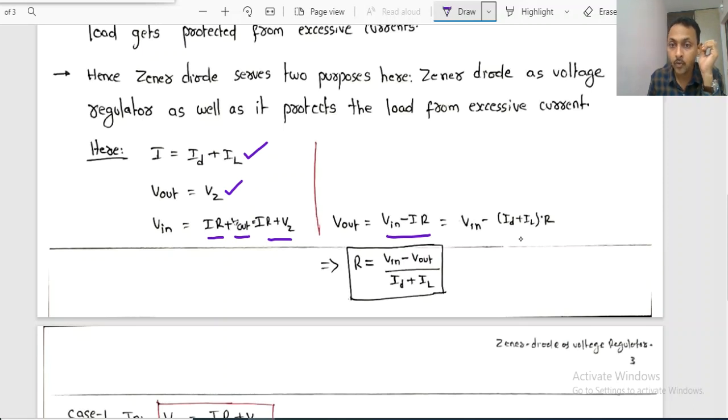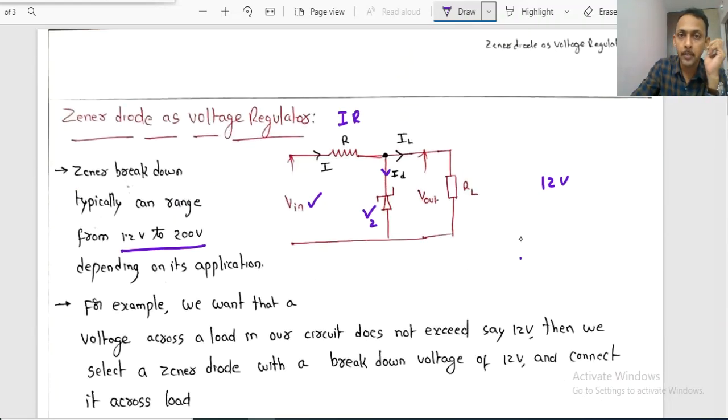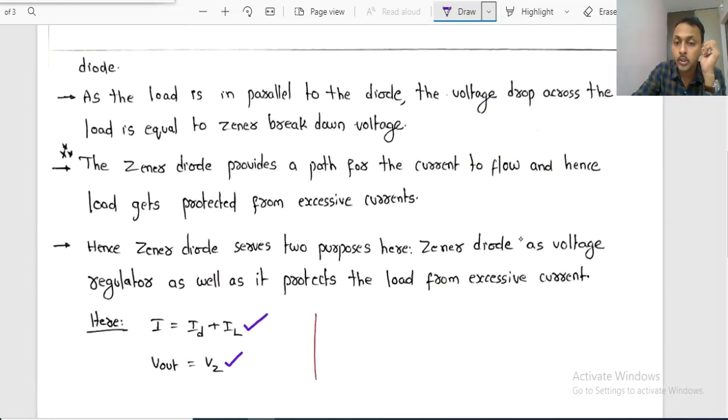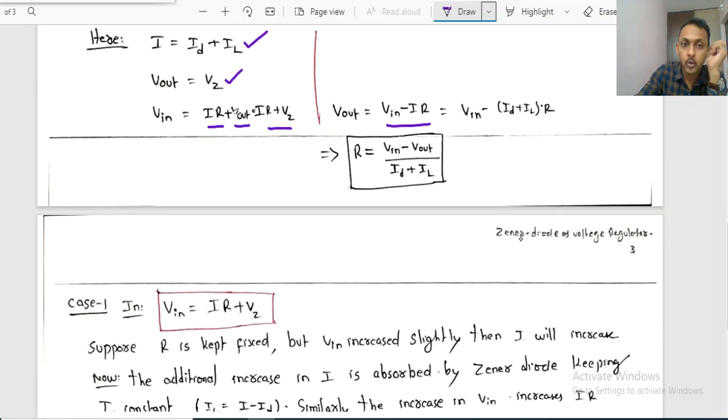Now based on that, what should be the value of the resistor can be decided. How much value of resistor to be connected in this circuit will be decided based upon the value of output voltage required, the value of input voltage, and also the current flowing through the diode. Based on all those things, the value of resistance is to be selected. So R is given by input voltage minus V out divided by ID plus IL. ID is the current flowing through the diode, IL is the current flowing through the load. Now we can observe two cases here.